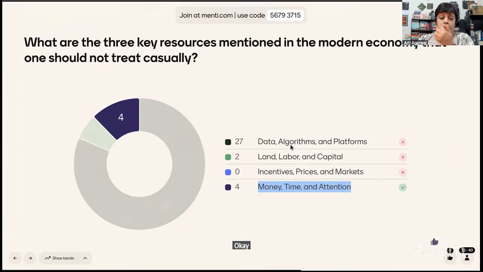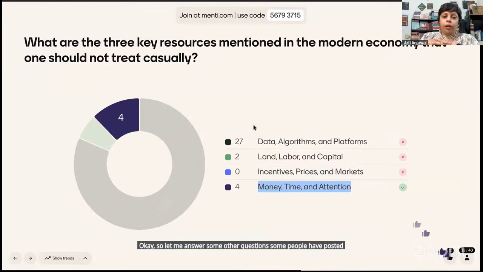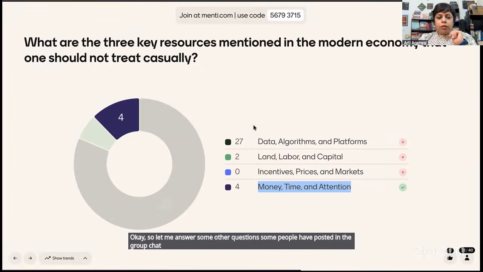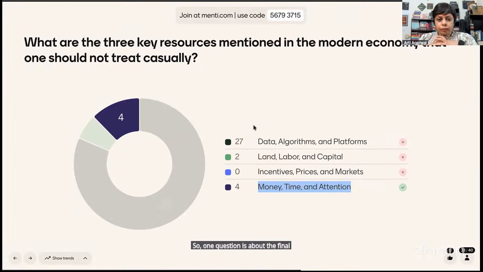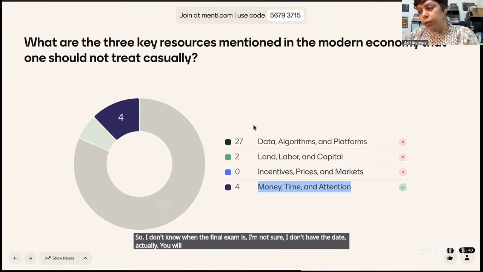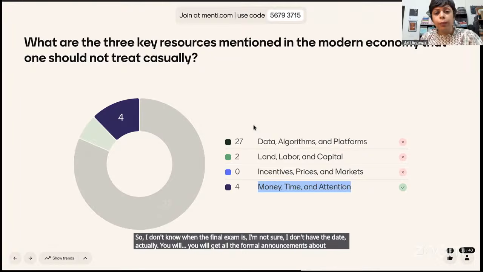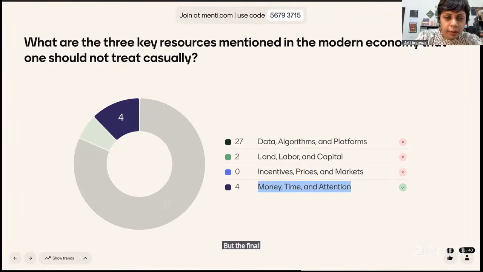Okay, so let me answer some other questions some people have posted in the group chat. One question is about the final exam. I don't know when the final exam is. I don't have the date actually. You will get all the formal announcements about that. But I can answer the second part of your question.